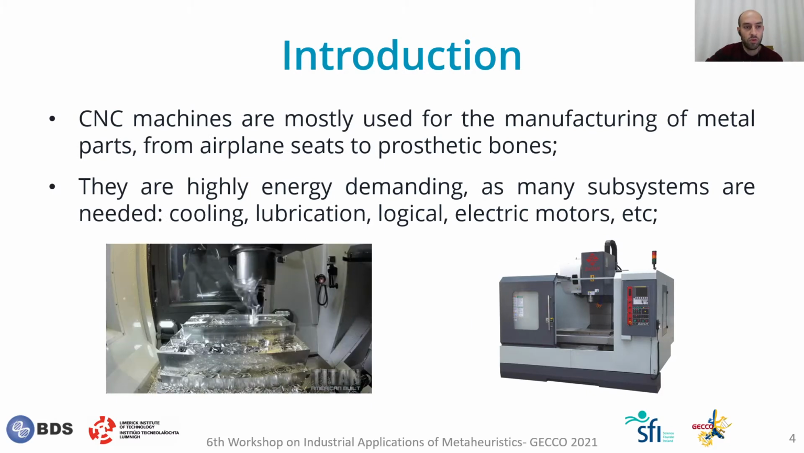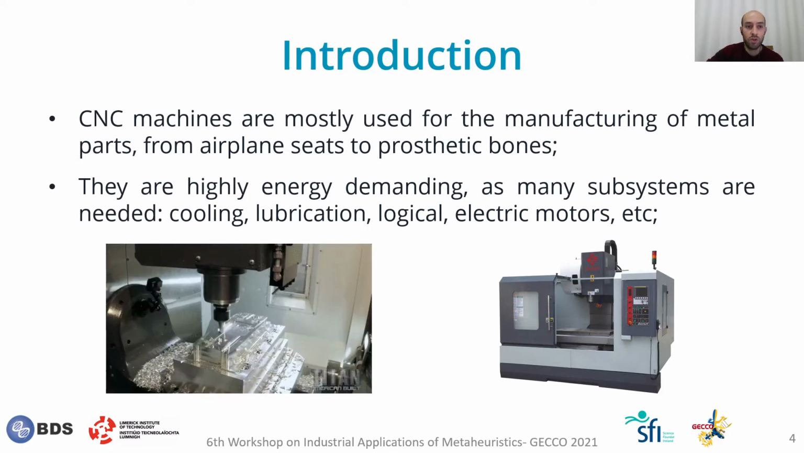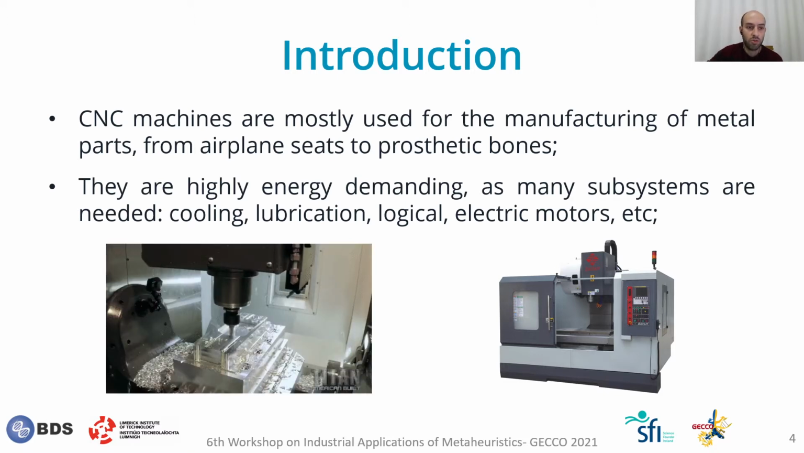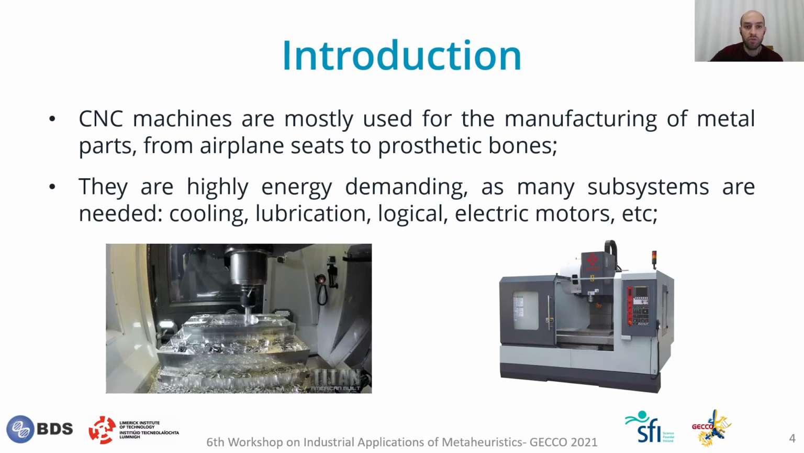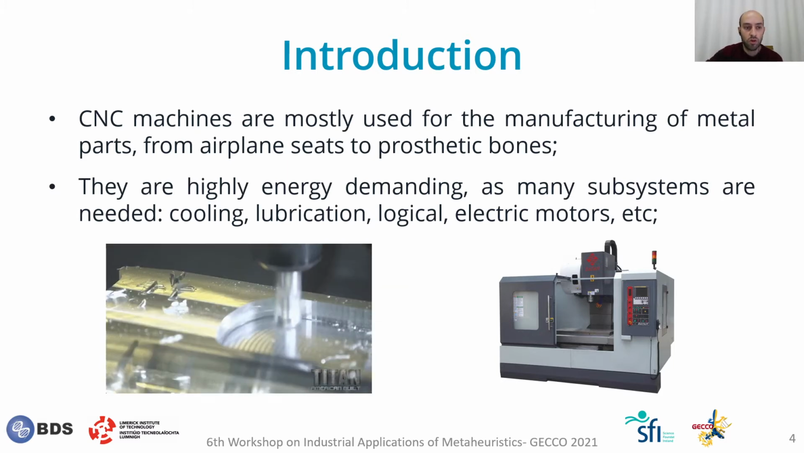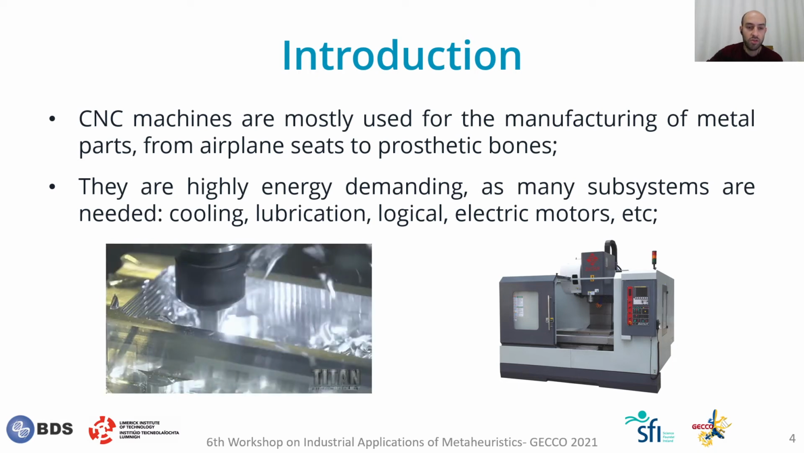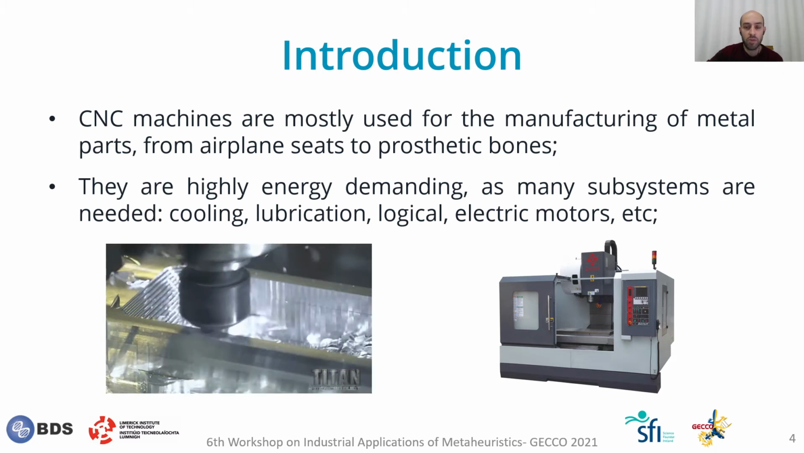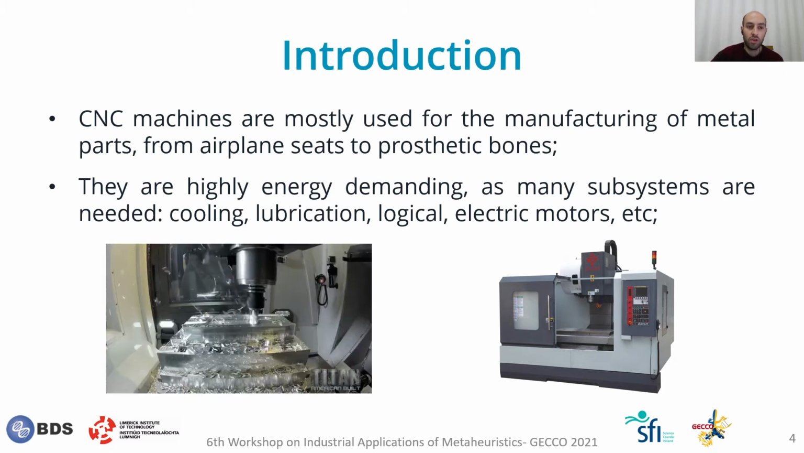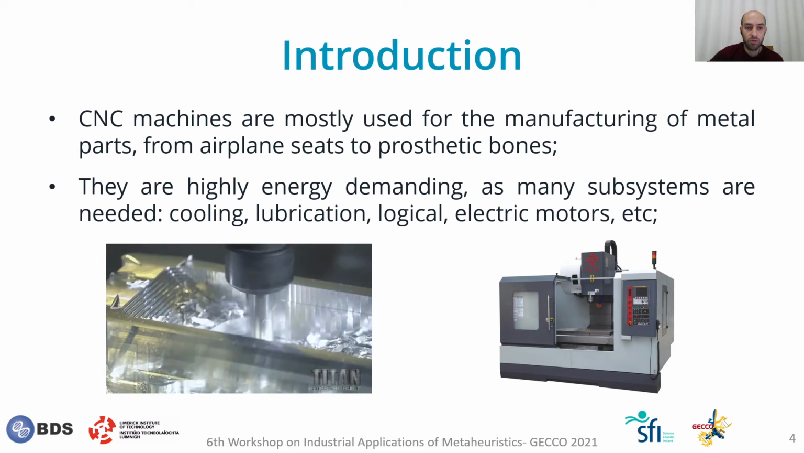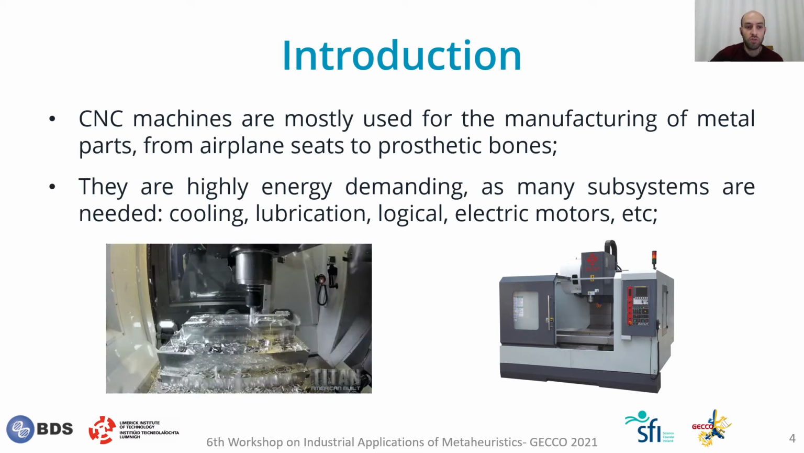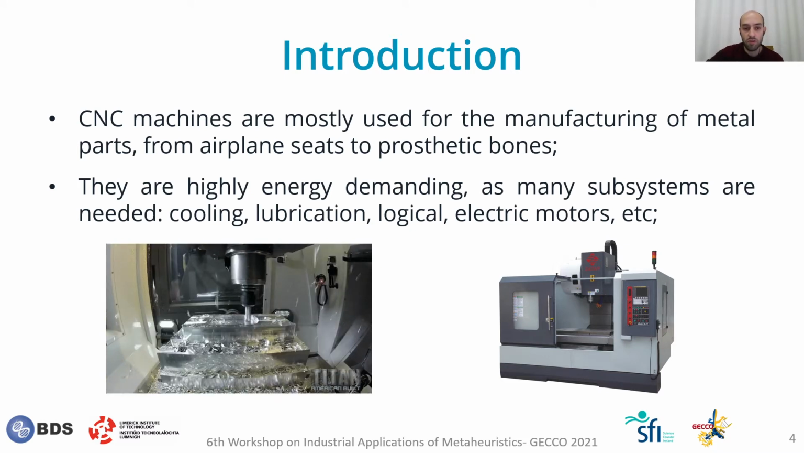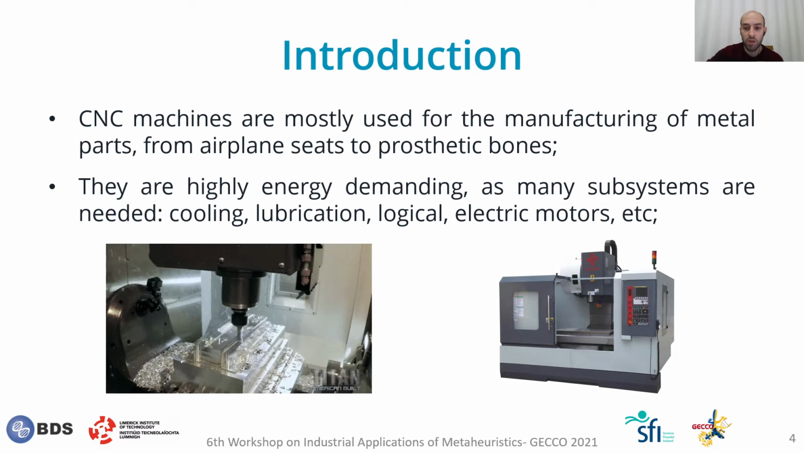Just a quick introduction on CNC machines. They are mostly used for the manufacturing of metal parts, so they can manufacture anything from airplane seats to prosthetic bones, for example. One thing that is common to all of them is that they are highly energy demanding, basically because they have many subsystems running at the same time when these machines are working. There's cooling, lubrication, logical circuits, electric motors, and so on. So there are a lot of sub-circuits running in a machine like this, and therefore it's a highly energy demanding machine.